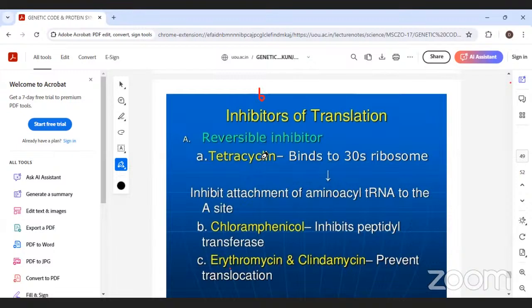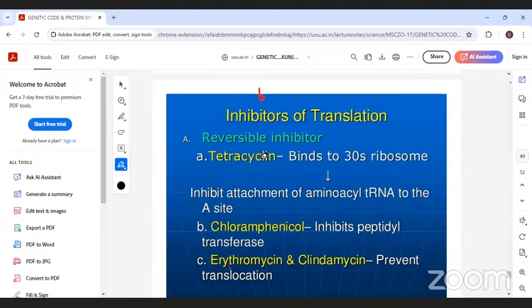Tetracycline binds to the 30S ribosome and inhibits attachment of aminoacyl tRNA to the A site. Next, chloramphenicol inhibits. Many times there are diseases, and at that time you can use antibiotics. The antibiotics act on bacteria or viruses to stop the protein content. These are the inhibitors. This one inhibits peptidyl transferase.